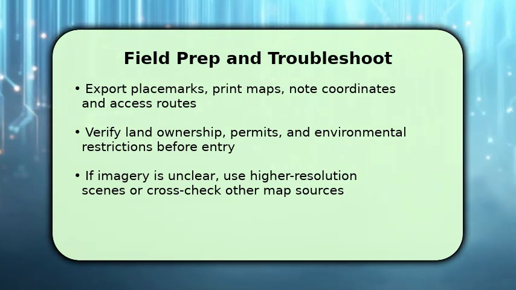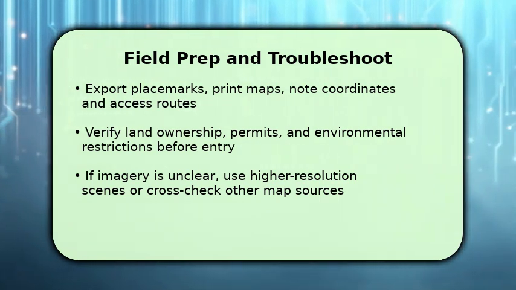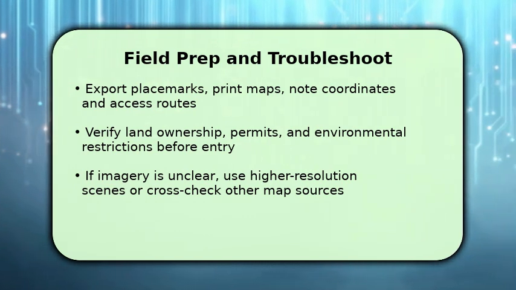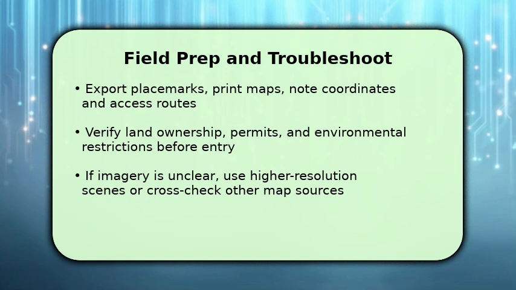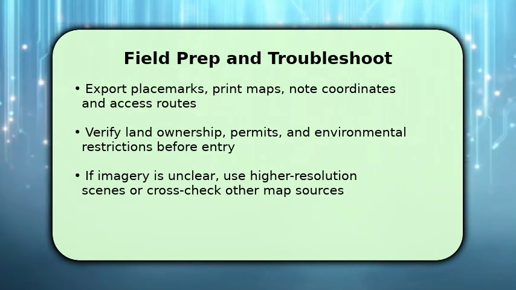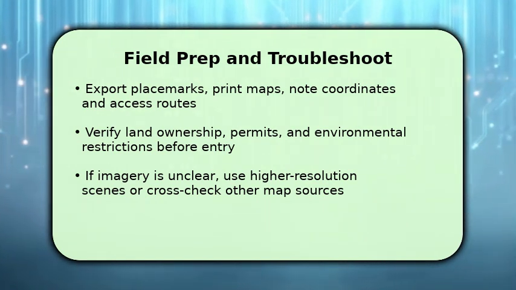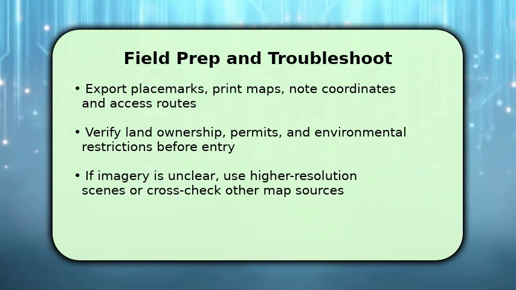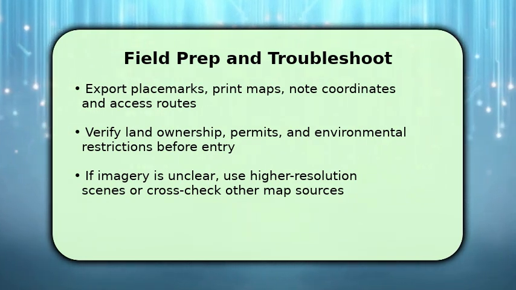If you run into unclear imagery or ambiguous features, cross-check higher resolution scenes, local geological maps, or aerial photos. This often resolves false positives. If still stuck, return to Google Earth and refine elevation and seasonal layers to improve confidence.